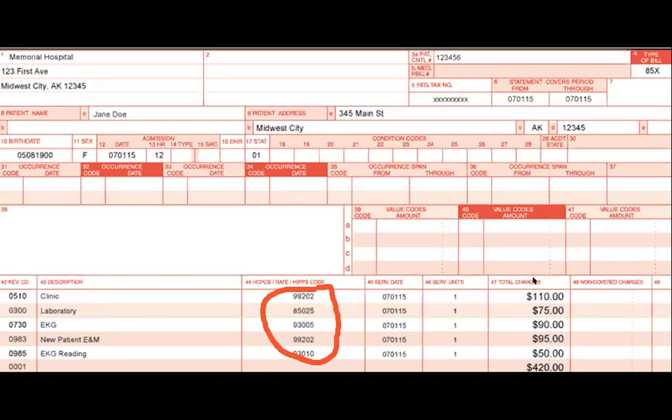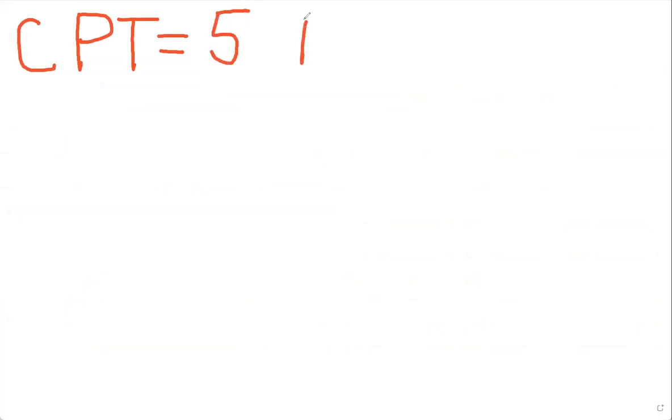One of the things that I think is important for you to recognize is that previously we talked about the different code sets and what they look like. Let me pull up a whiteboard and just capture this. So CPT codes. How many characters are the CPT codes? Five. They are five and they are numeric.